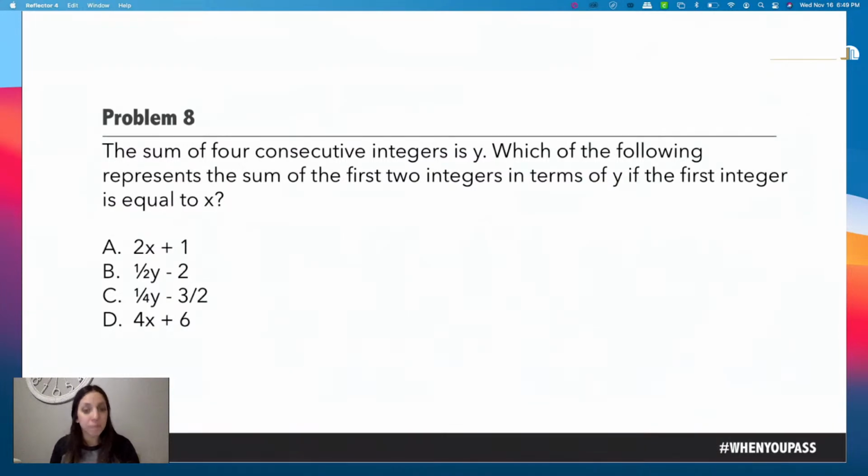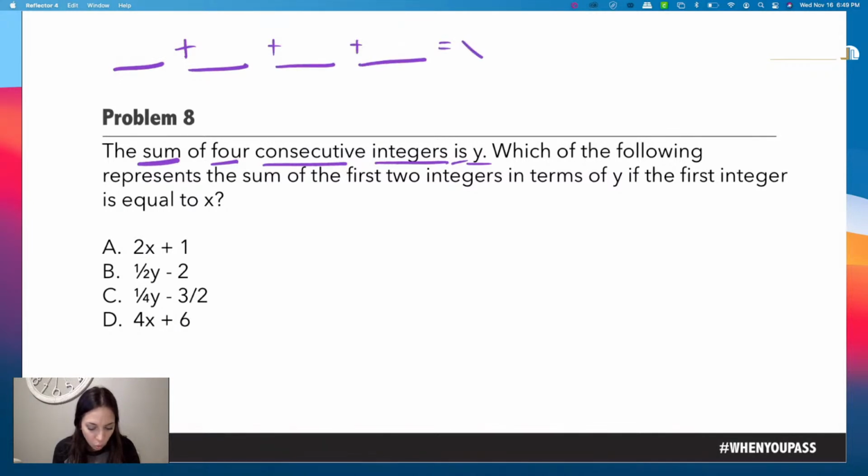You know what the sum means. Sum means answer to an addition problem. 4 consecutive integers, 4 back-to-back numbers is y. So something plus something plus something plus something equals y. Which of the following represents the sum of the first 2 integers in terms of y? I'll get to what that means in a minute. If the first integer equals x.